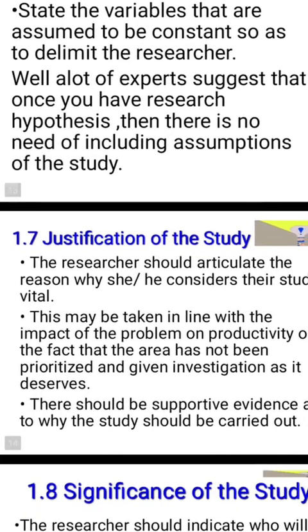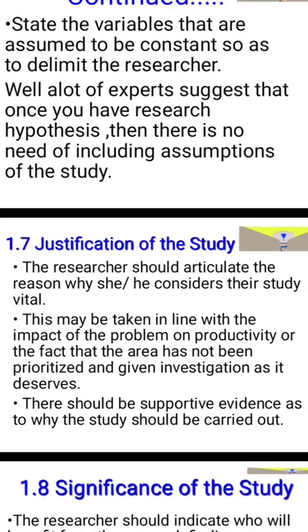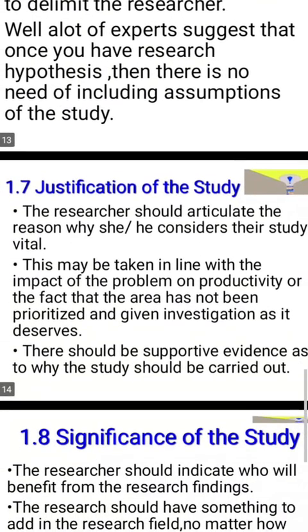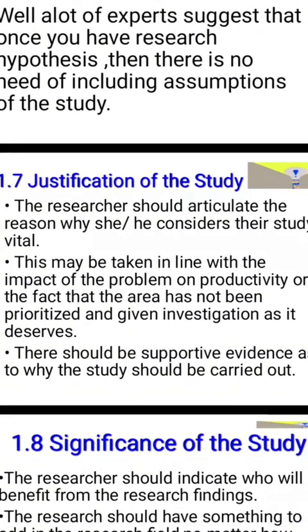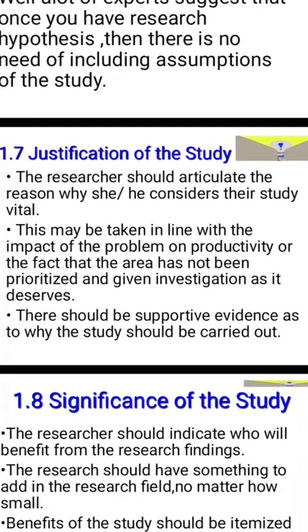Then we have justification of the study. This one is also part of the introduction, part of the project report, and it's named as 1.7. Now this justification of the study, we are trying to say that a researcher should be able to articulate the reason as to why he or she considers his or her study to be vital, to be important.